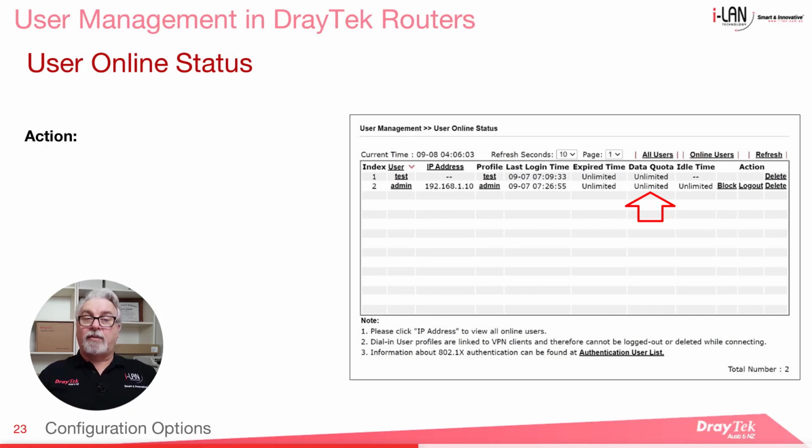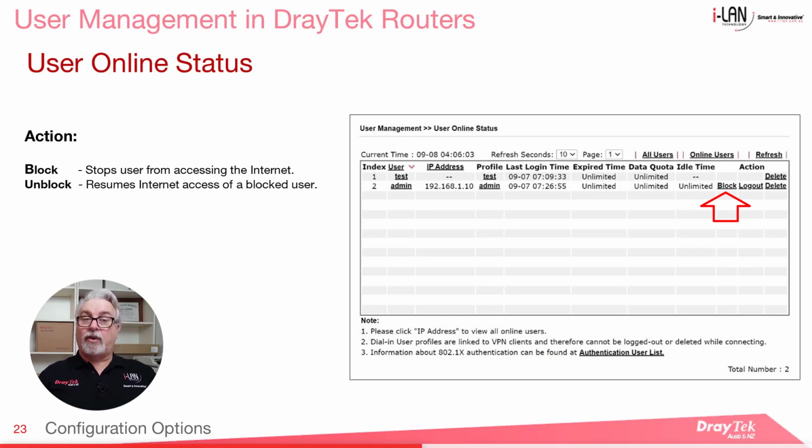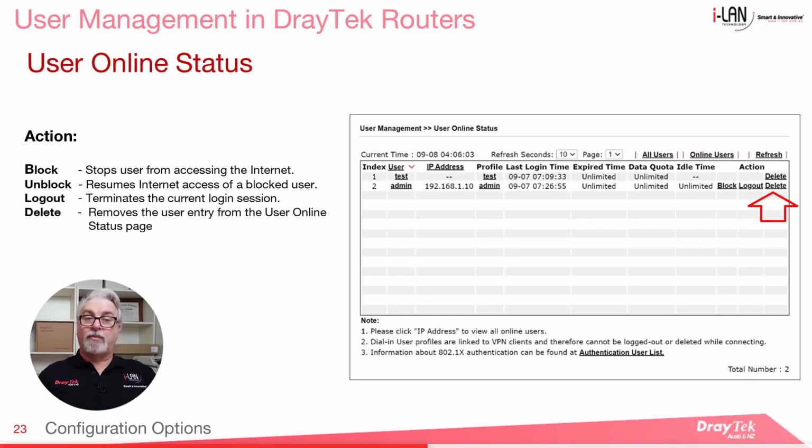A number of actions can be initiated by the administrator. You can click on block, which stops the user from accessing the internet. Unblock then appears, which resumes internet access of the blocked user. Selecting log out terminates the current login session, and clicking on delete removes that user entry from the user online status page.